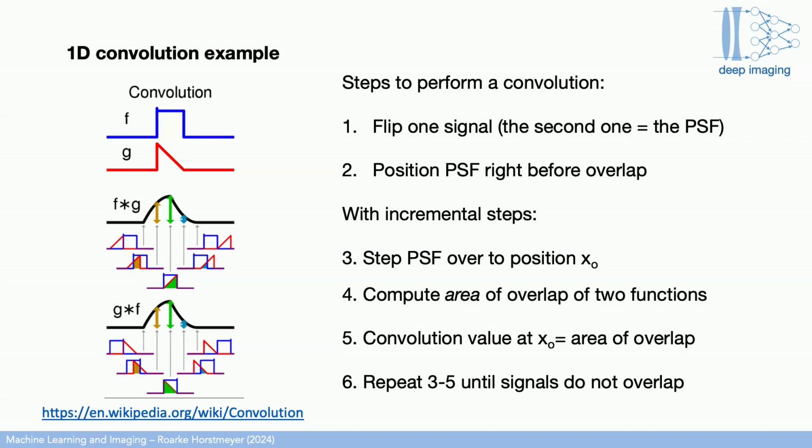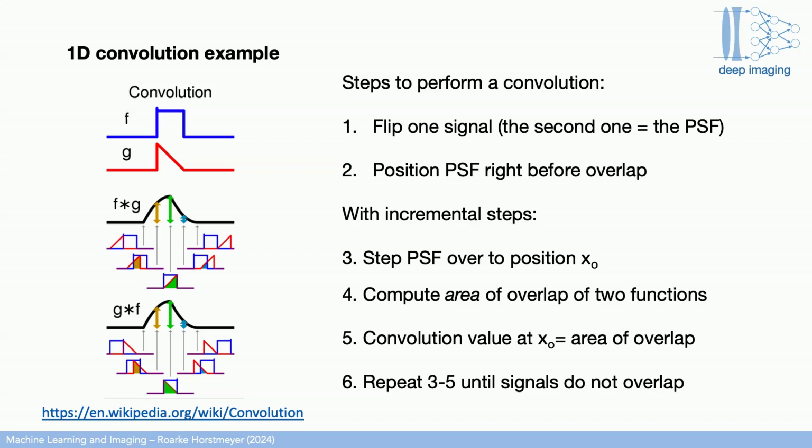So they've gone ahead and flipped the red triangle, and then they're beginning to shift it with respect to the blue square and look at their area of intersection. So here they're not quite overlapping, right? So their intersection is 0. So the value of their convolution is 0. Here they're starting to overlap a bit. And so their area of intersection is this orange arrow.